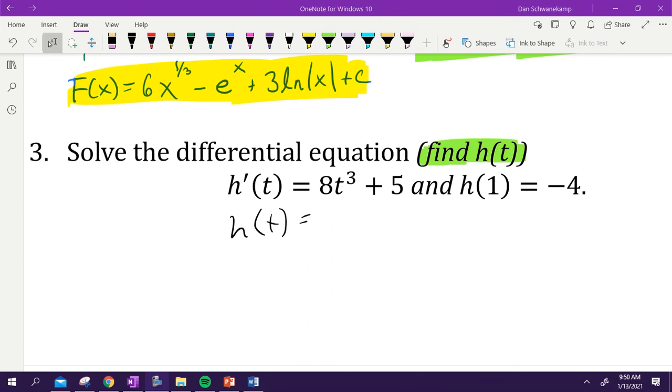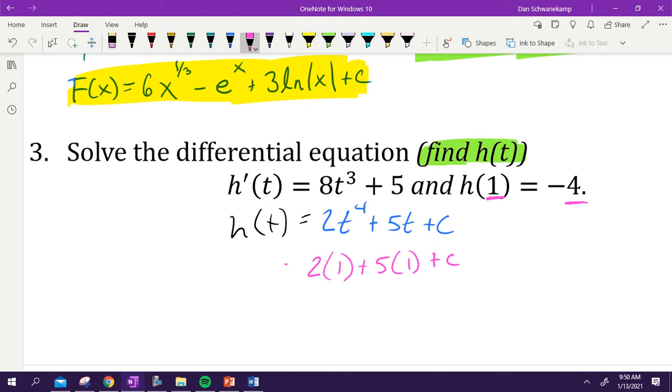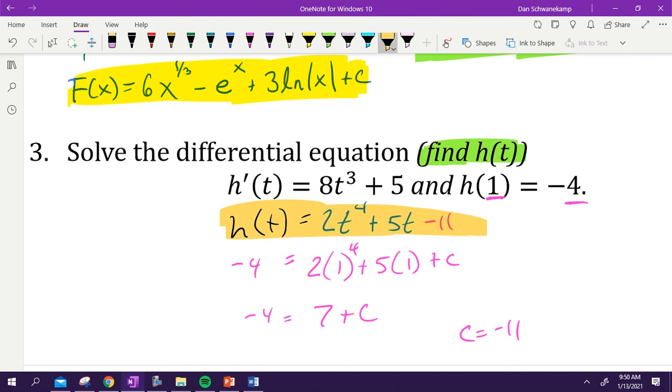Go. We're finding the antiderivative. So the antiderivative, you add 1 to my exponent, divide by my new exponent. So it's 2t to the fourth. And then it's 5t, and then it's plus c. We plug in to figure out what c is. So it's 2 times 1 plus 5 times 1 plus c. It's all equal to negative 4. 1 to the fourth power is 1, 2, 5, 7. C is negative 11. So my answer to this question is this equation, but instead of plus c, there's a negative 11 plugged in instead. That is the final answer to that question.